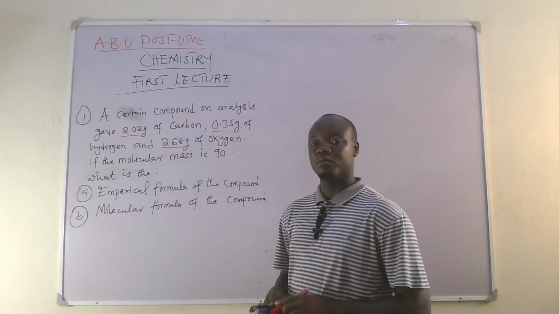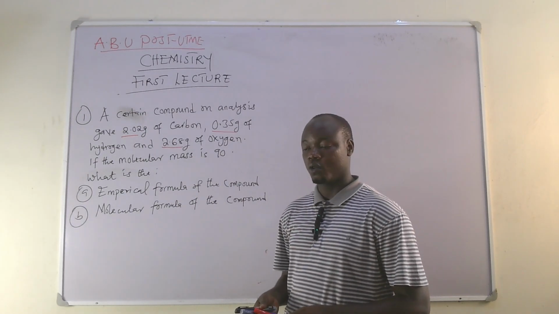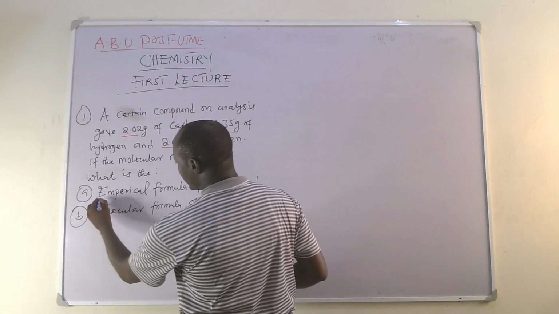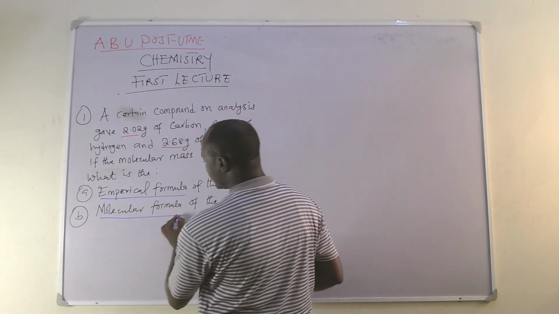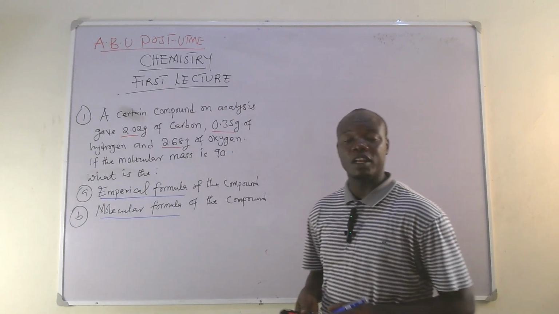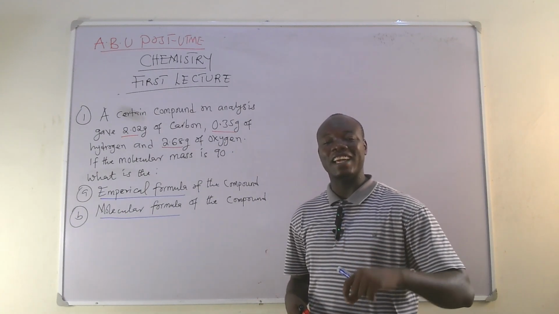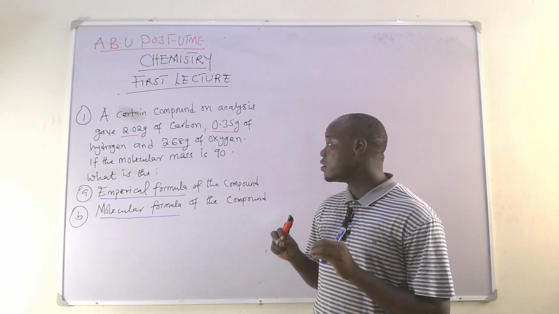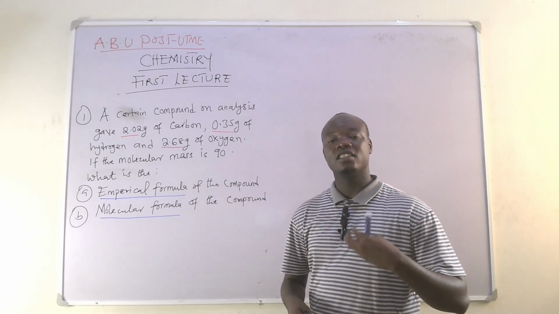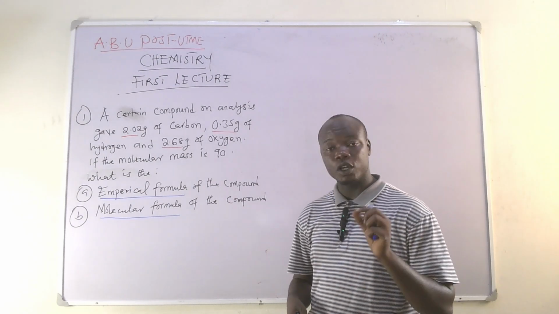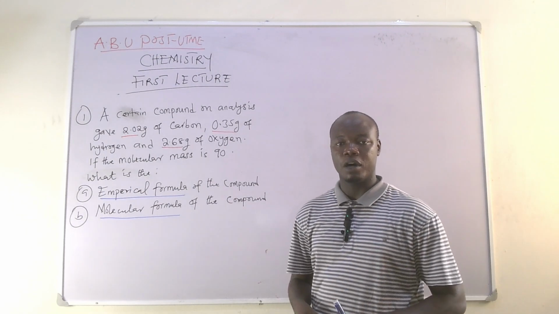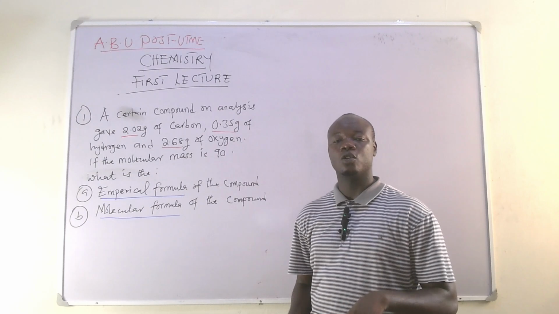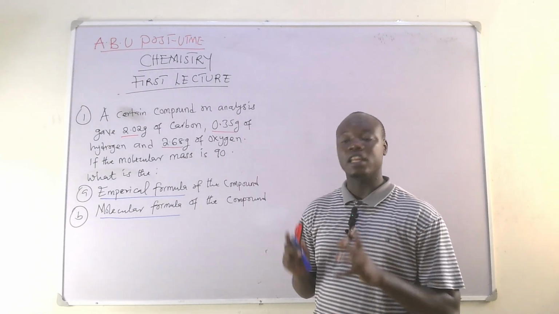I think, ladies and gentlemen, this is not actually a difficult question. We need to understand the basic concept behind the empirical formula and the molecular formula. When we say empirical formula, it is a formula that shows the exact ratio of elements present in the compound. And then we have the molecular formula, which shows the exact number of elements present in a compound.